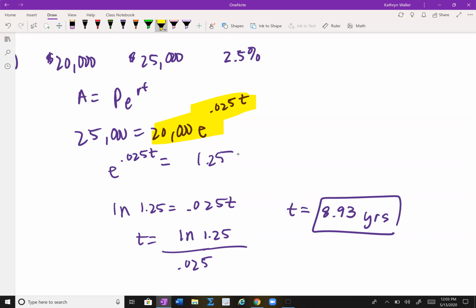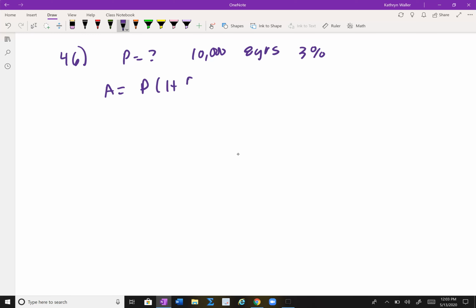Okay, that was 45. So the next one you had to do was 46. How much do you need to invest now? So the principal is what I'm looking for, to have $10,000 in 8 years if it's 3%, and it's compounded annually. So your formula is right here. You want $10,000, you're looking for the principal. The rate is 0.03. Annual is 1, raised to the 1 times t, which is 8.